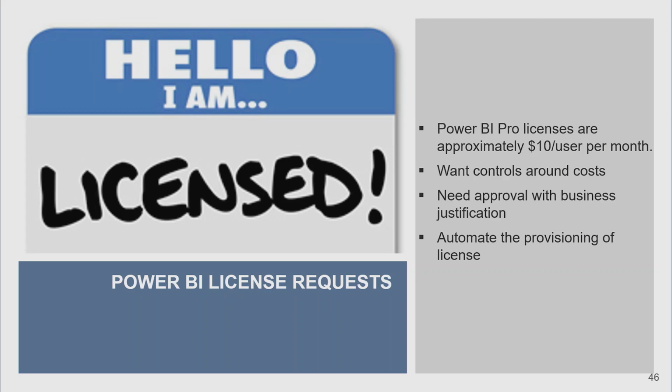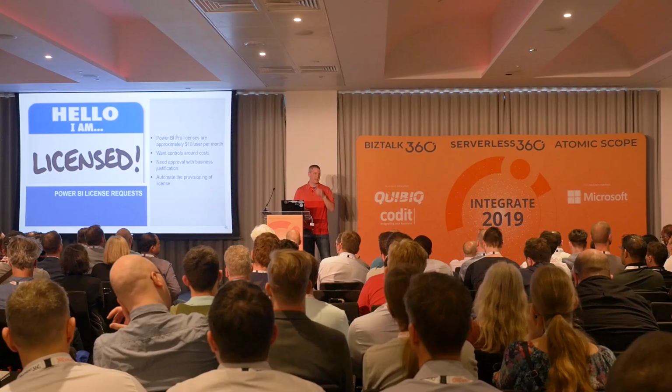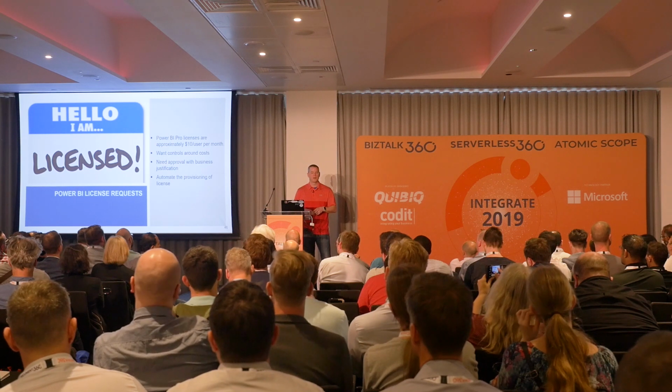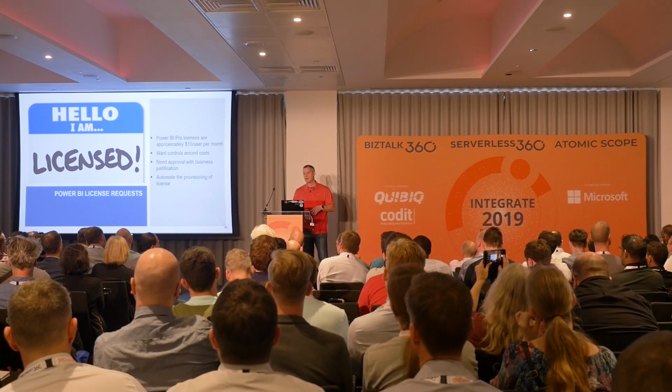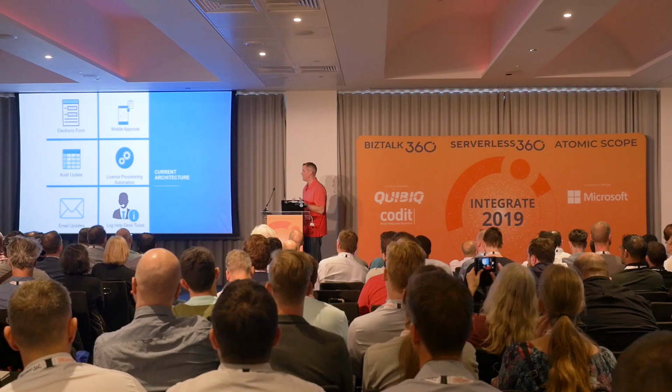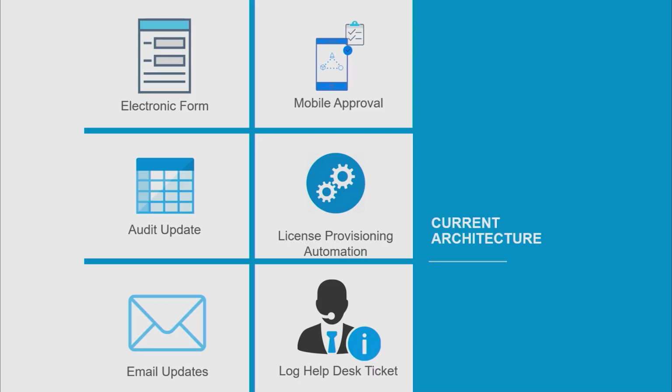Another scenario that we implemented was around Power BI Pro license approvals. So Power BI Pro is around $10 per user per month, so it's not overly expensive. However, that number starts to add up rather quickly. So we want a little bit of oversight in terms of how we go about provisioning these licenses. So we went ahead and created an electronic form, had a Flow Mobile approval. We're capturing all of the audit once again inside of SharePoint. Then we can actually go ahead and provision the license.